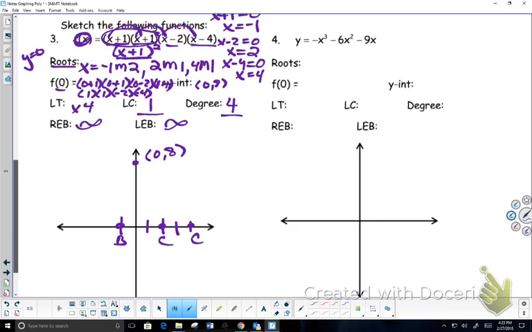So now I want to start off at my far right. My right-hand behavior says it's going to go to infinity. So at my root on the right, I'm going to go up to infinity. I am then supposed to cross at that root, but I have to come back up and cross at the other root and then go up to my y-intercept. For my y-intercept, I have to come back down. To this root, I have to bounce and go back up to infinity. Notice my left-hand behavior says it's going to go to infinity. My graph is going to infinity.